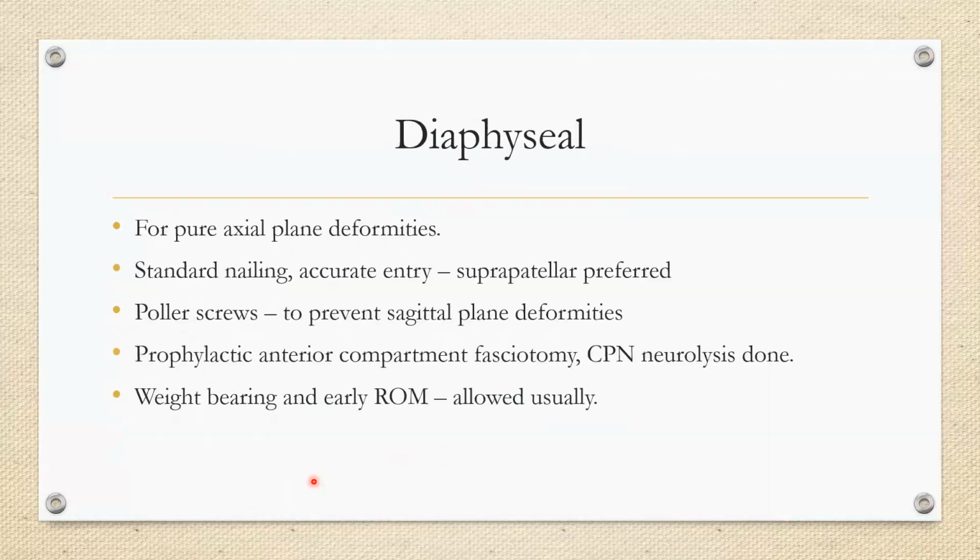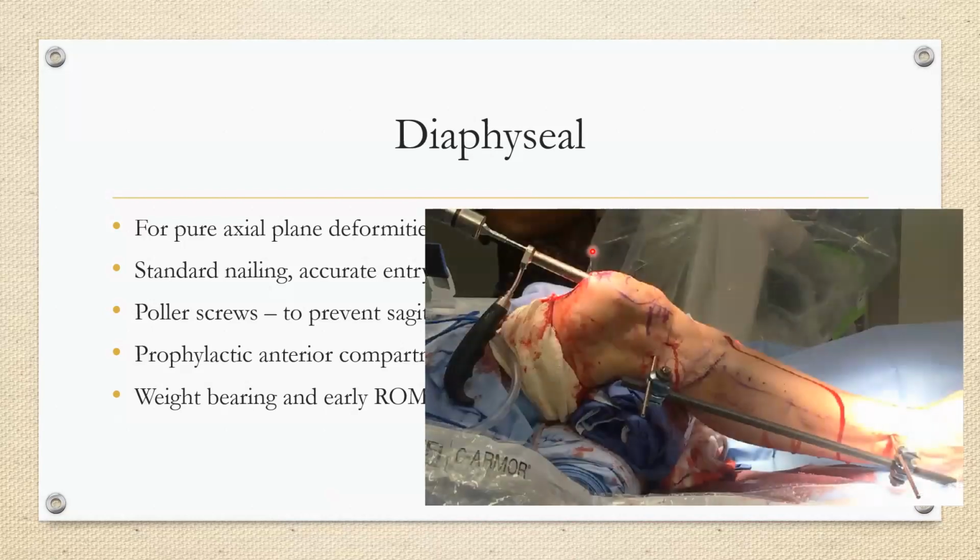Diaphyseal osteotomies are usually for very minimal pure axial plane deformities. The technique is similar to standard nailing. However, care should be taken to have an accurate entry point, so as to avoid varus and valgus malalignment. Poller screws can also be used to prevent flexion or procurvatum recurrent deformity. It requires prophylactic fasciotomy and CP neurolysis, and early weight bearing can be allowed.